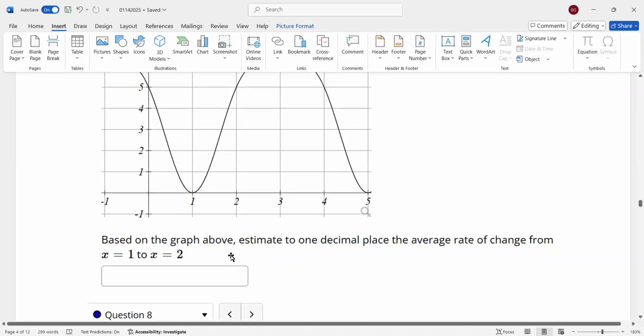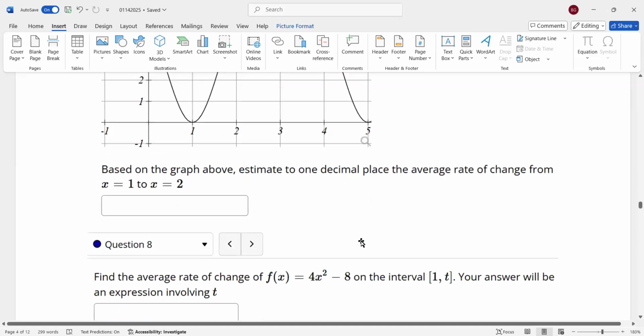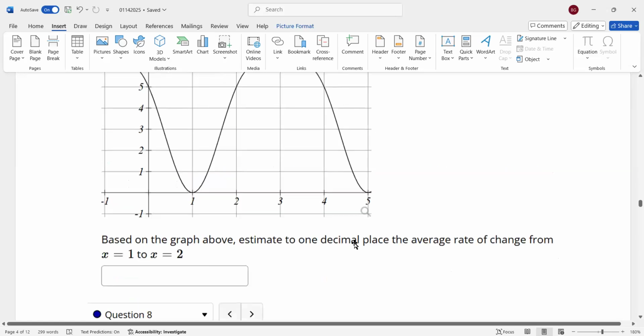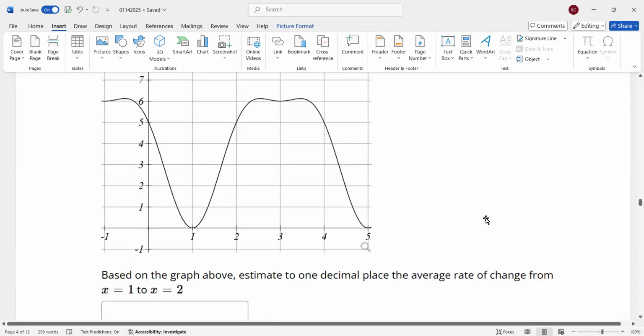We need to find the average rate of change. Actually, here we are to estimate the average rate of change of the function from x equals 1 to x equals 2. Yeah, that's the problem. Let's see, how do we process this problem? Average rate of change. Here, rise over run, exactly.